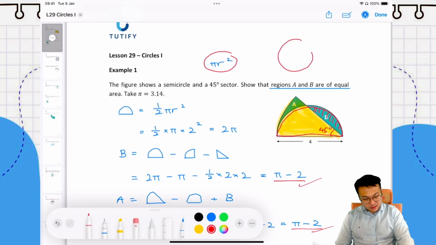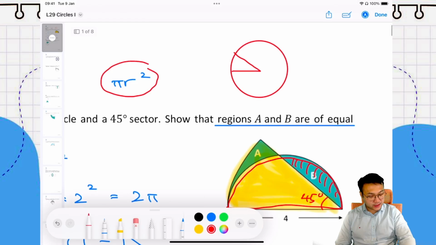Now I have a circle and I have a sector. I cut out a pizza. This is a pizza, right? This is 45 degrees. Can you see this 45 degrees? So what fraction of the circle is this pizza? 45 over 360. Yes, correct. 1 over 8, right?